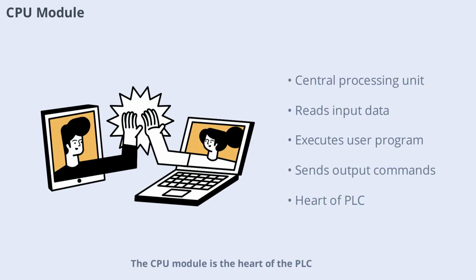The CPU module is the heart of the PLC. It contains the central processing unit and memory. The CPU reads input data from sensors, executes the user program stored in memory, and sends output commands to control devices. This continuous cycle ensures that the PLC responds quickly and accurately to changes in the system. The CPU's reliability and speed are critical for maintaining efficient operations in industrial environments.